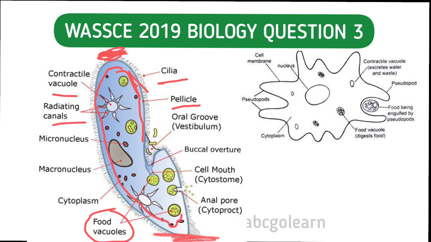Engulfs food. And I have already told you about the food vacuole, that it is being digested here before it breaks and what? It's released to the cytoplasm. Just understand that. It has only one nucleus, unlike paramecium, where you will see micronucleus and macronucleus.